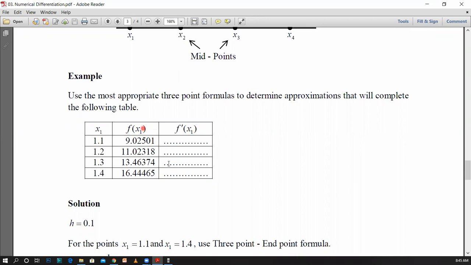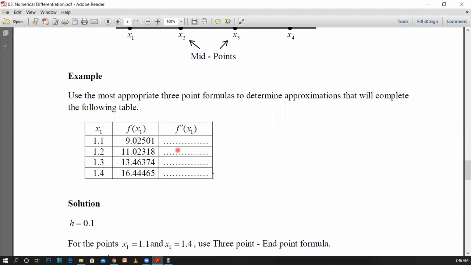It means that here they have given some values for the function f at the points x1. Here we have considered 4 points. The values are 1.1, 1.2, 1.3 and 1.4, and the associated values for the function f at these points are 9.02501, 11.02318, 13.46374, 16.44465. And now you are asked to complete this table. It means that in the third column they are asking for the derivative of the function f at the given points.